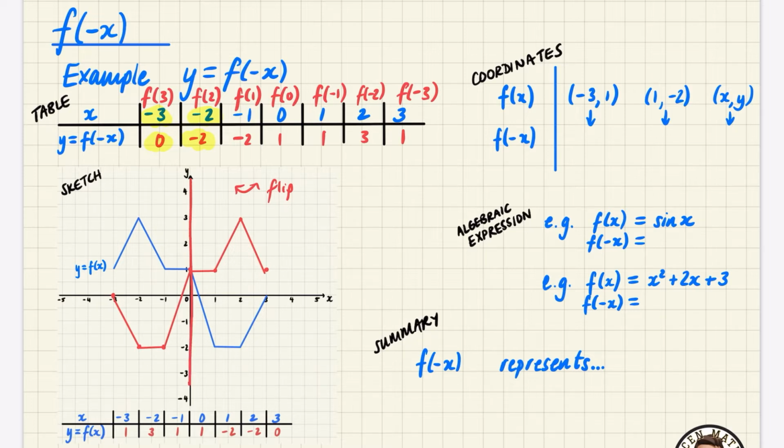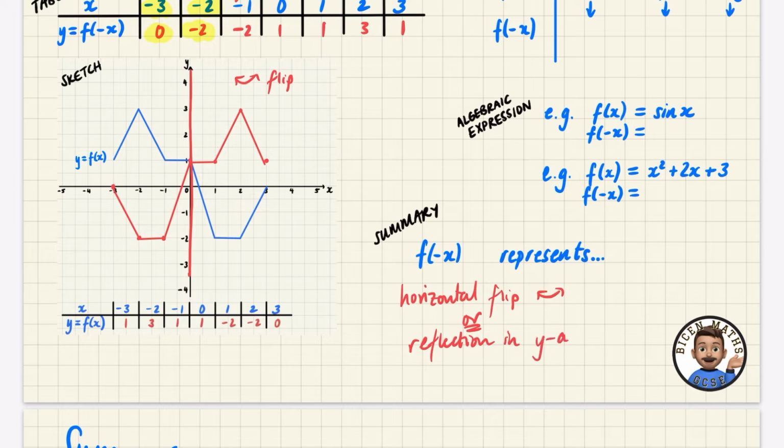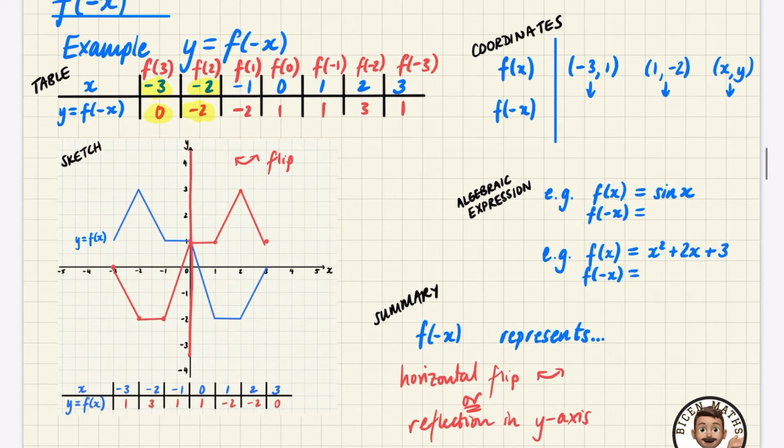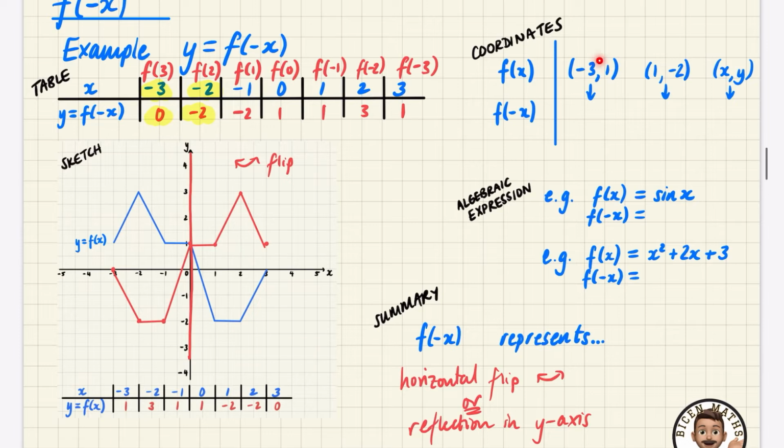So it's either a horizontal flip, like in this direction, everything on the right has gone to the left, everything on the left has gone to the right, or we could say that it is a reflection in the y-axis. So this blue graph is reflected in that line that we've got there. So let's think about what that actually does to the coordinates. Well, the y-coordinates have stayed the same, the x-coordinates have just negated. So previously where we had minus 3, 1 was over here.